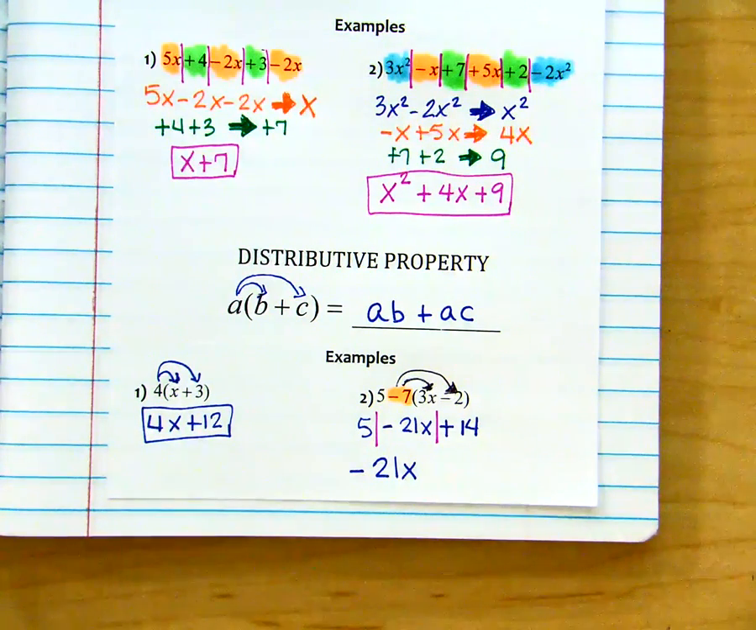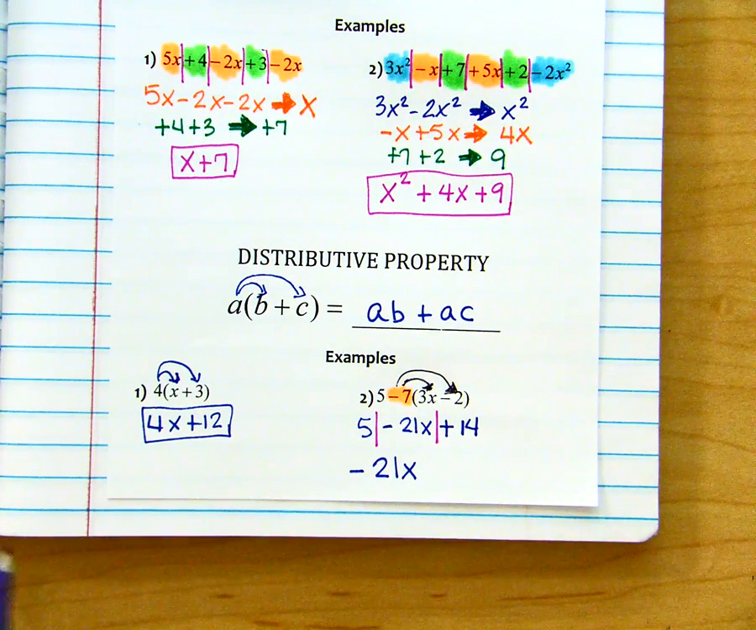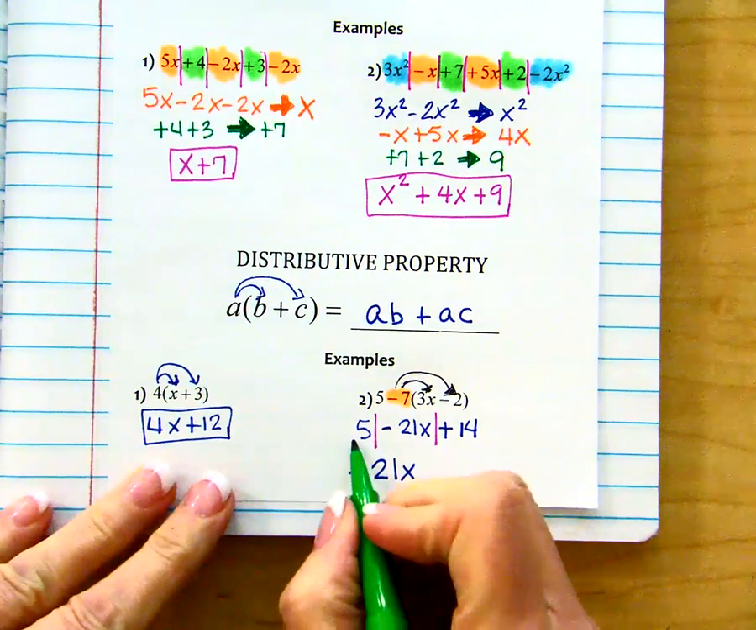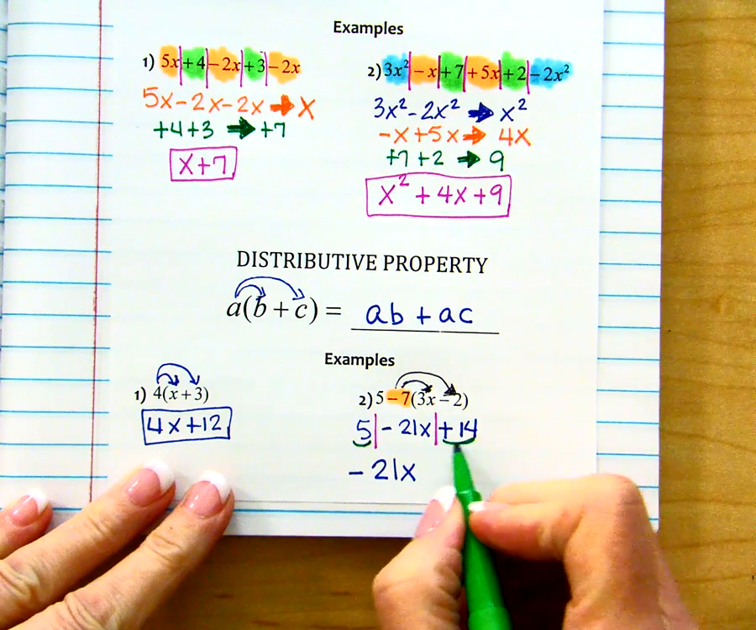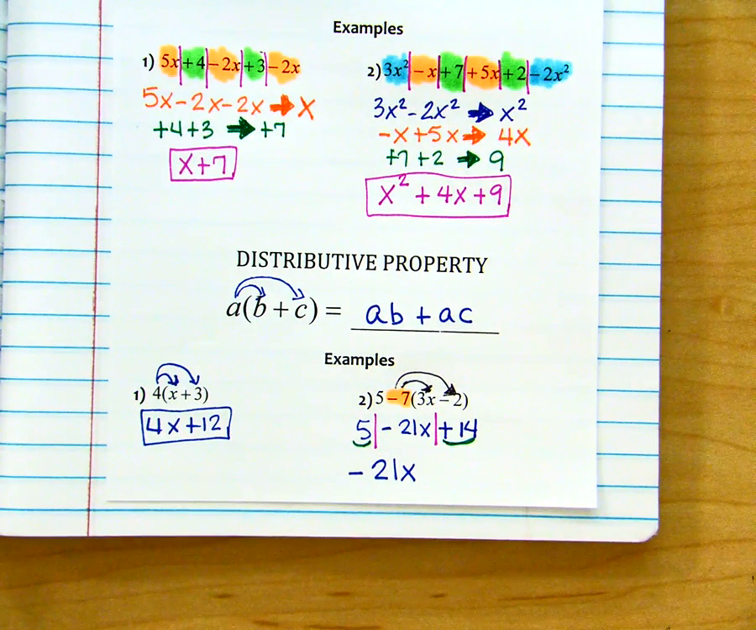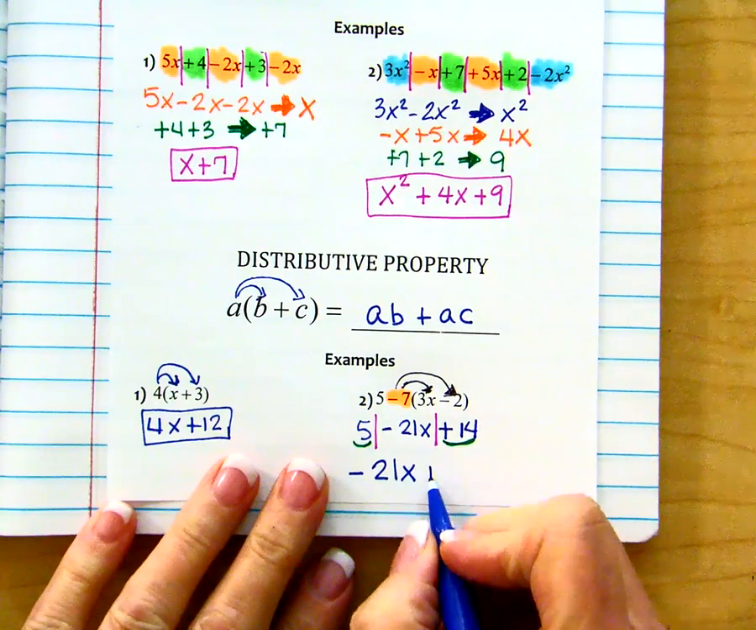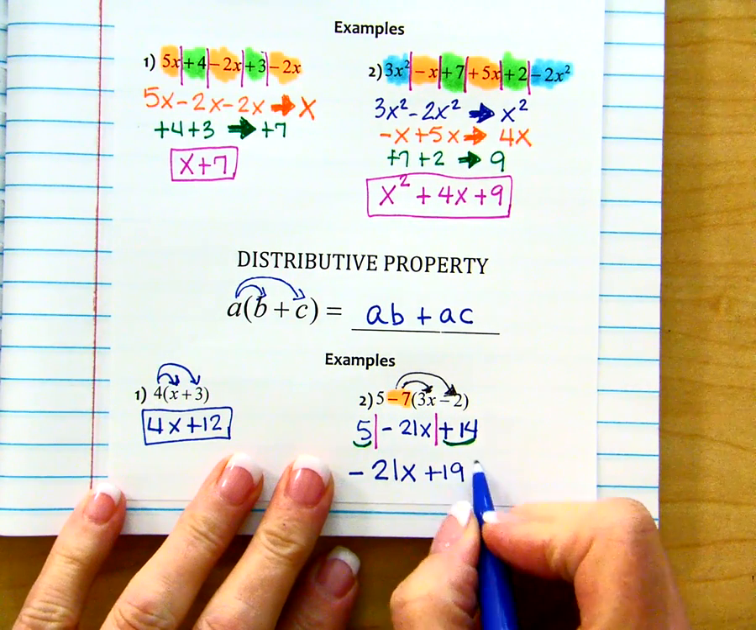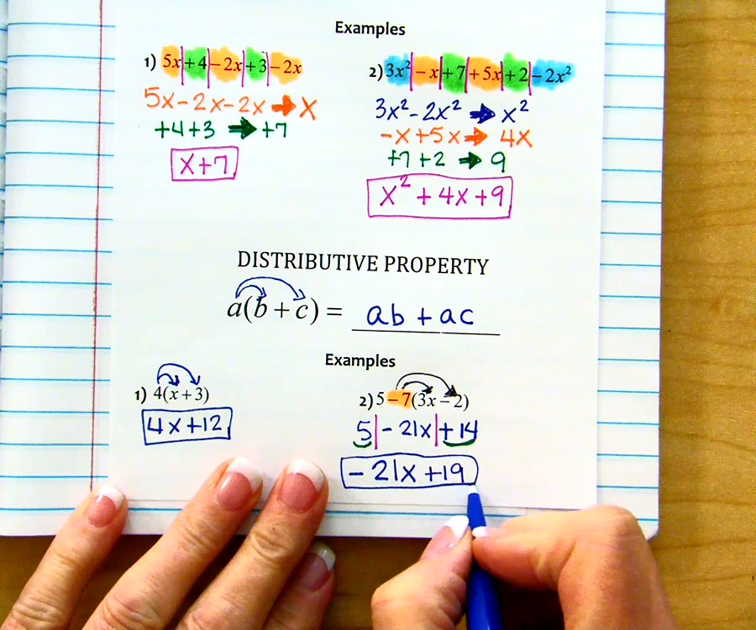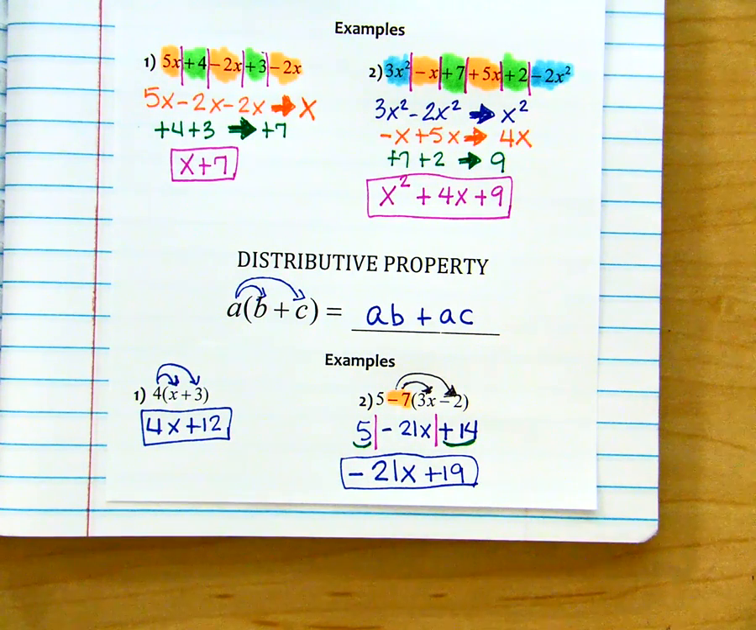We'll just go ahead and take the 5 and the 14. This 5 and this positive 14, that's going to be 5 plus 14, and that will yield 19. And that is where we have applied both the distributive property and combining like terms.